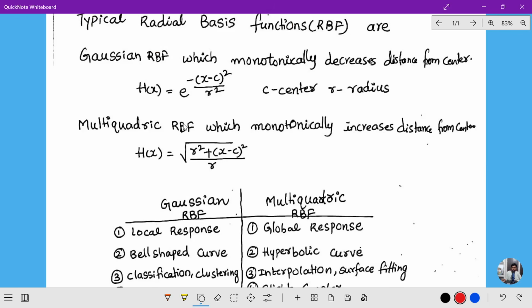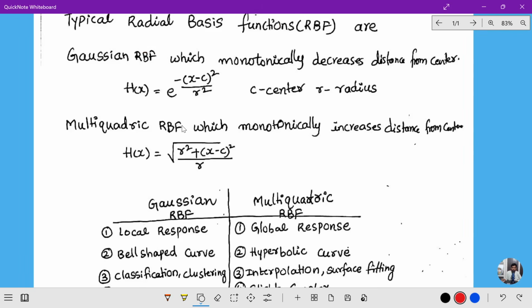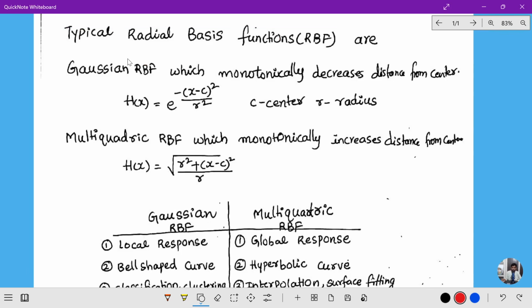Now you observe, typical radial basis functions are Gaussian radial basis functions, which monotonically decrease with distance from the center. Remember, actually there are two types of radial basis function.